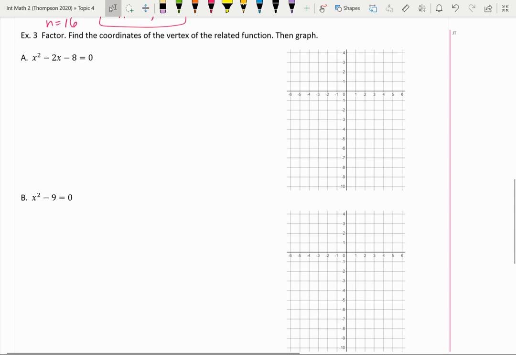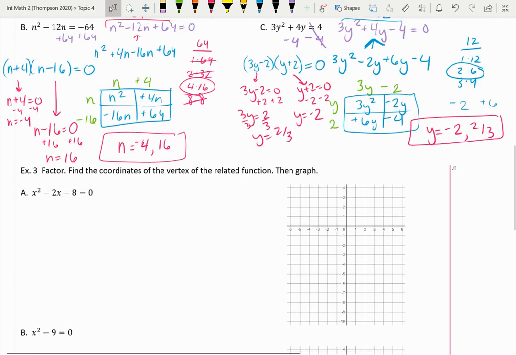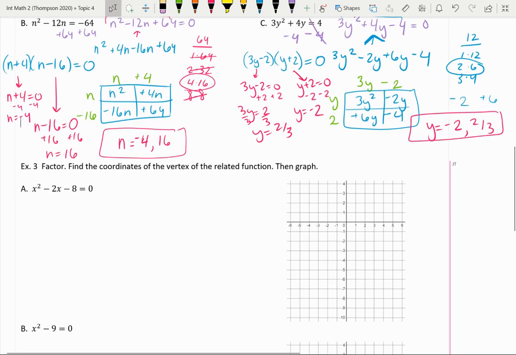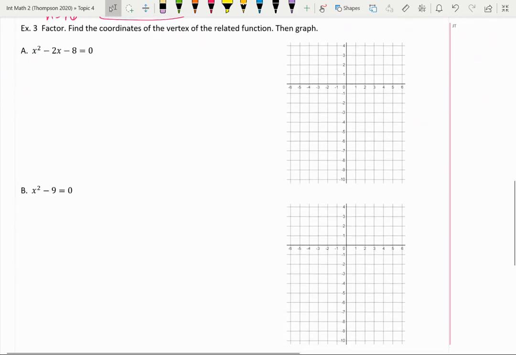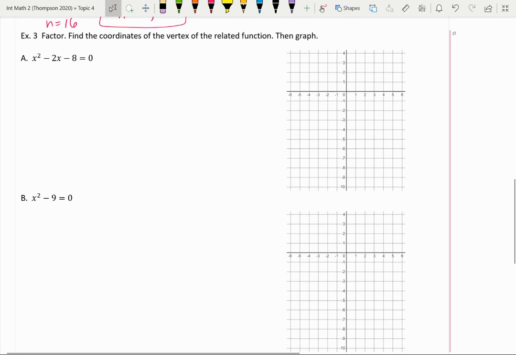Example 3, factor. Find the coordinates of the vertex of the related function, then graph. So I'm going to do a couple of things here. Above, when I find these values, like for example 2b, when I get n is equal to -4 and 16, those are the values of n. That's how I solve the equation. Remember that that's very closely related to my intercepts. I'm going to use that to my advantage on example 3. I'm not going to use any graphing functions on Desmos or anything like that for this. We're just going to do it by hand.